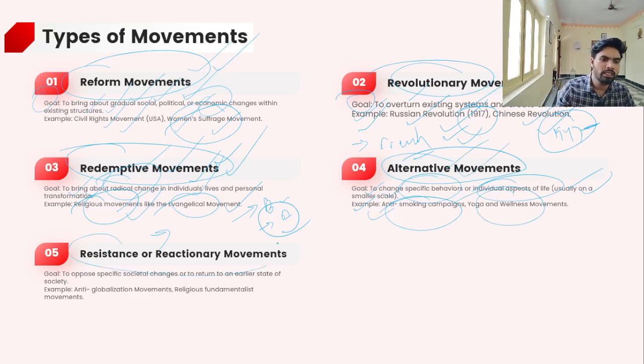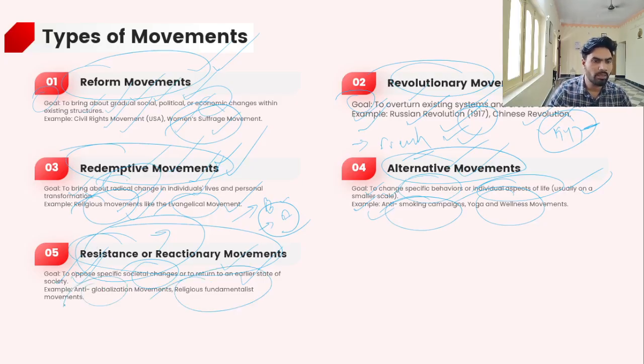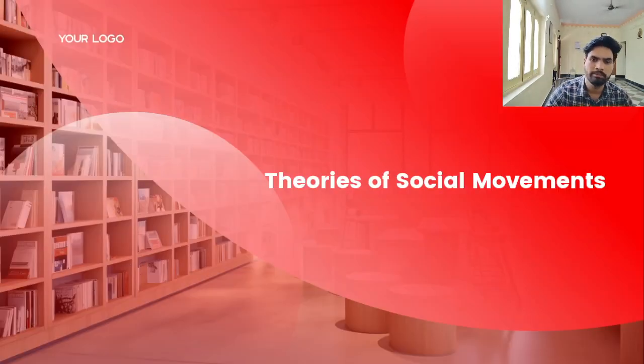And finally, another type of movement is resistance or reactionary movements. What are the goals of these movements? The goals are to oppose specific societal changes and or to return to an earlier state of society. This is the meaning of resistance or reactionary movements. Examples are anti-globalization movements and religious fundamentalist movements. Most of the time they will try to set the clock back. That is why they are called resistance or reactionary movements.